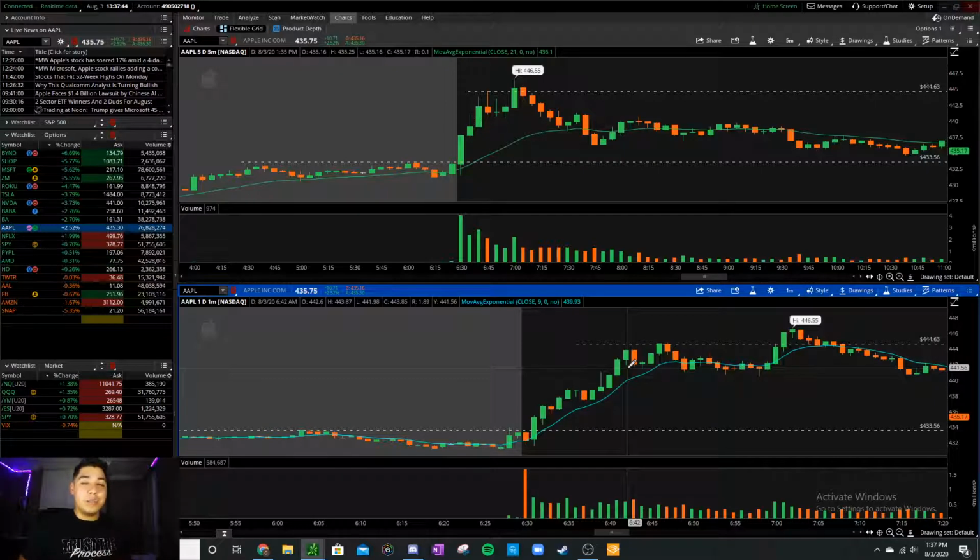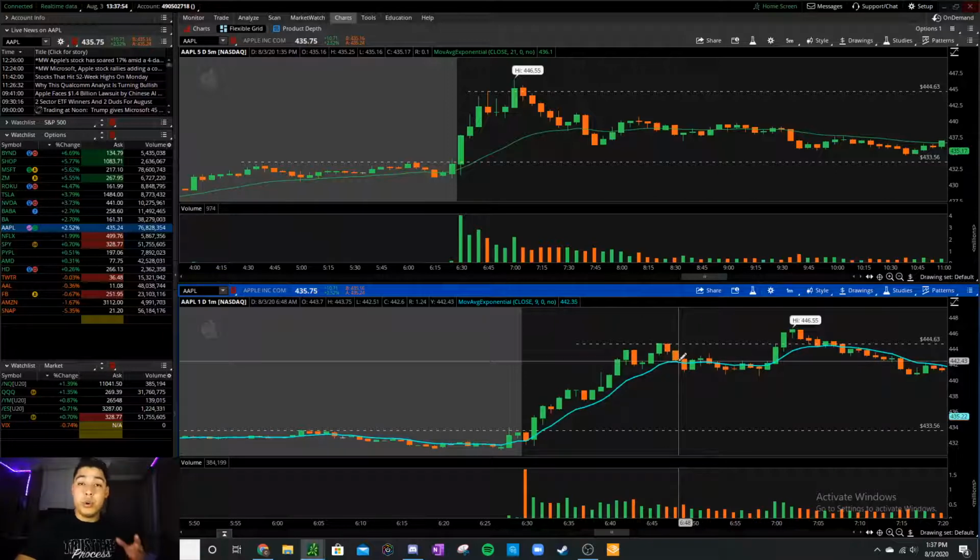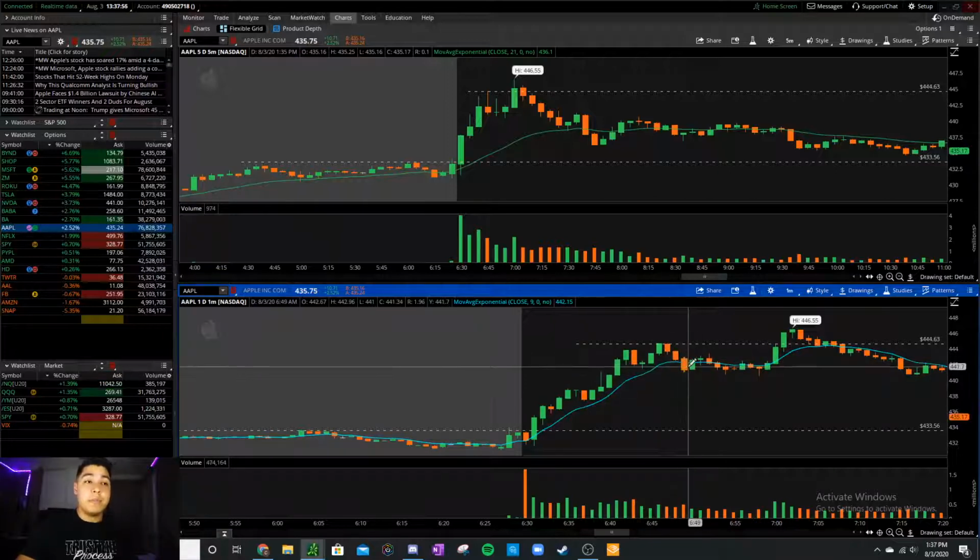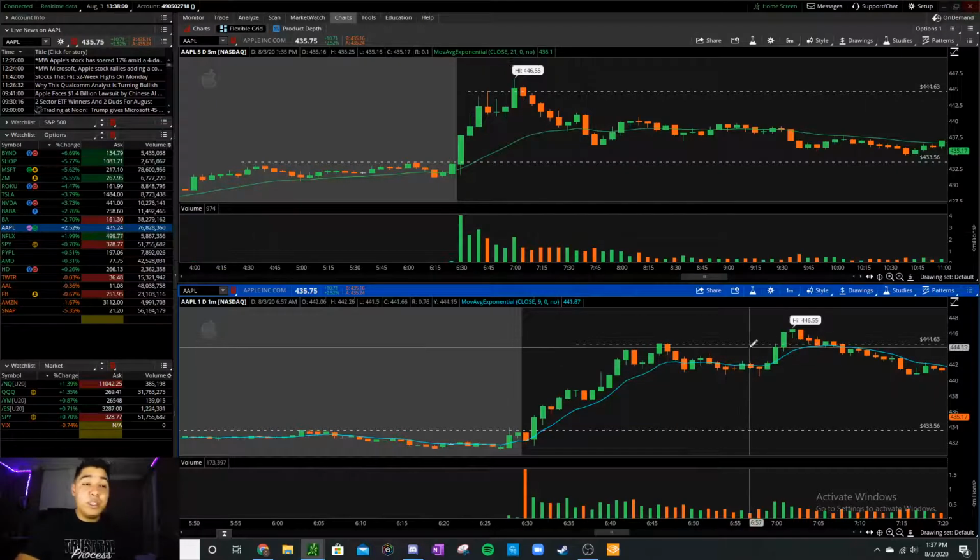What this does is really help you control your emotions. You're not worried about the profits that you're making. You're just holding as long as it holds above the EMA. And then once it starts showing a reversal, if it breaks the EMA, I get out. Simple as that. And that's really how I use the EMA on the 1-minute chart.